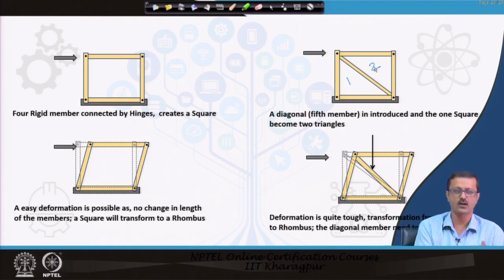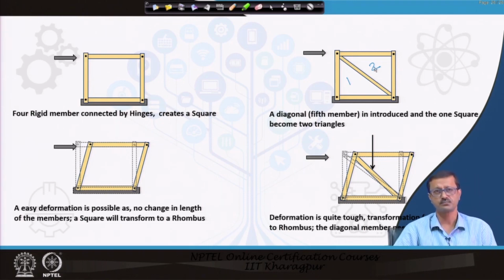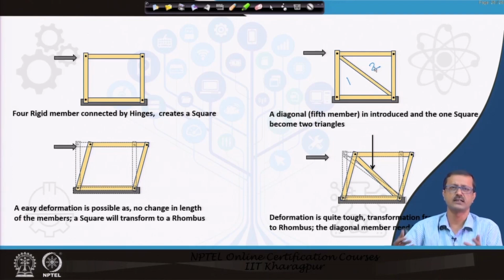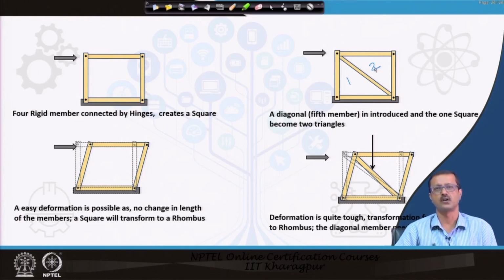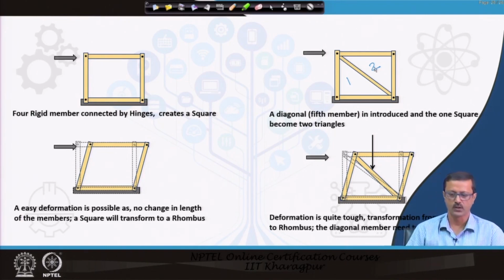A square, or any type of polygon, such as a pentagon, will change its shape much more easily, without any deforming of the body or the members.